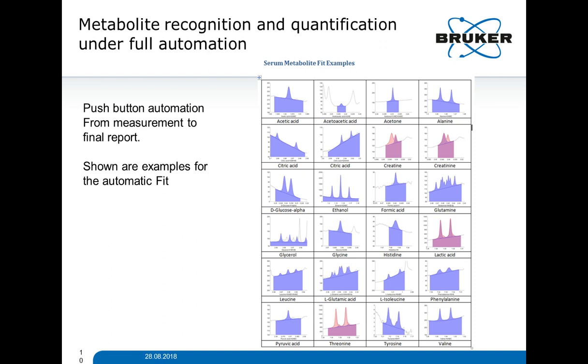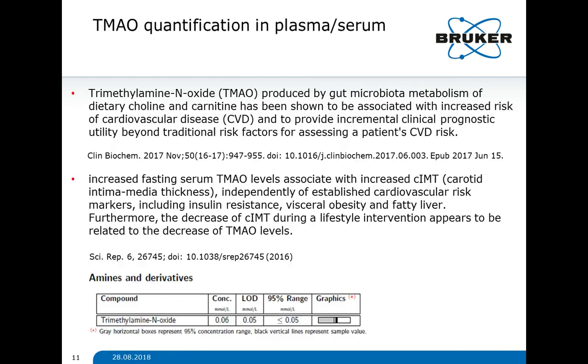So the quantification actually is quite complex, but you don't have to care about that because this is all done in automation. So you can see how these signals are identified. You can see here, for example, creatine or creatinine, which are somewhat overlapping, but the program takes care of this without having any problems.